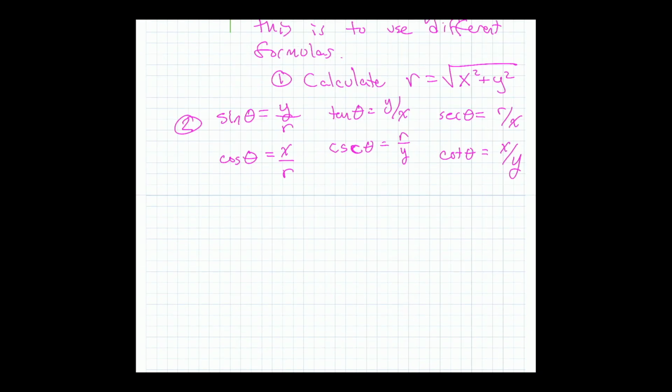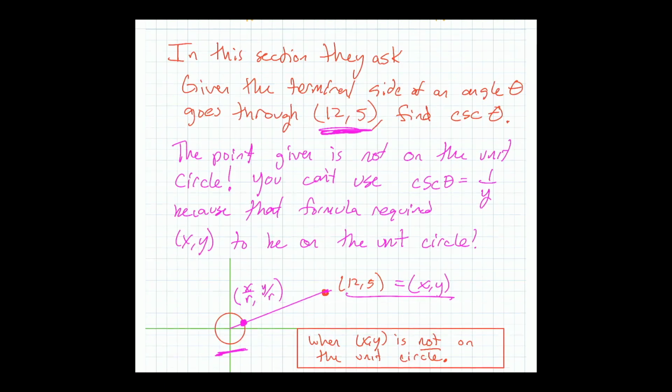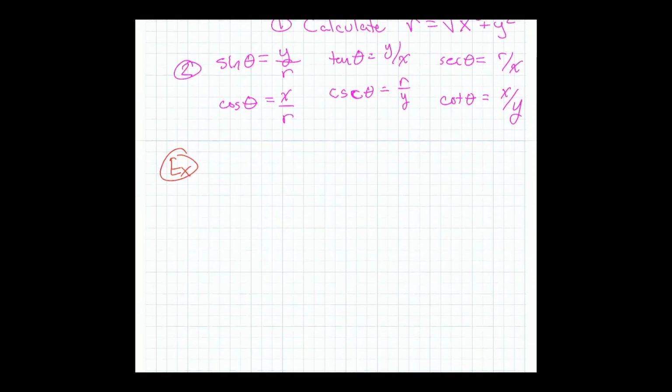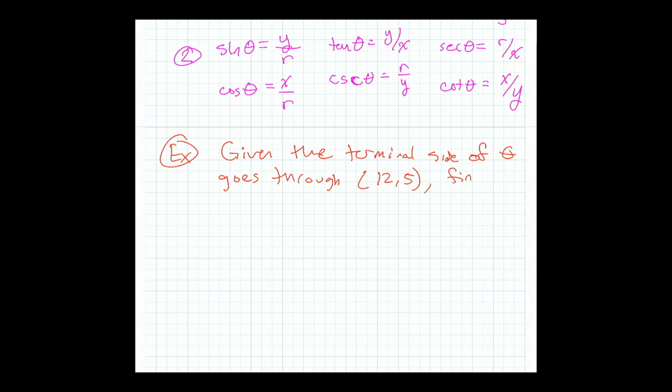So now let's actually do a problem. We're going to do the problem I think I wrote. So what was the problem that we wrote? Given the terminal side of theta goes through (12, 5), find cosecant theta.